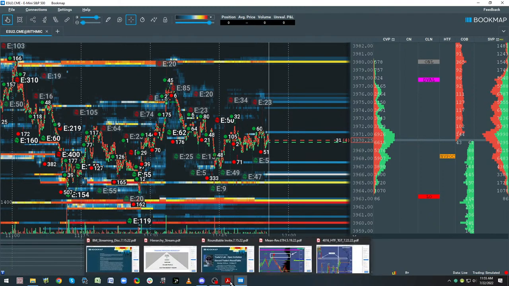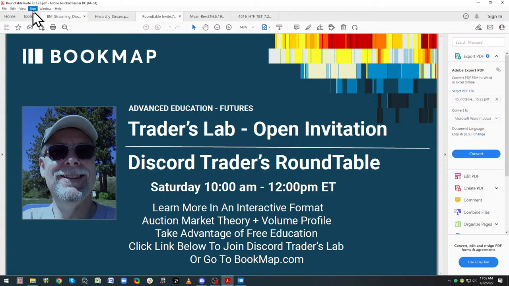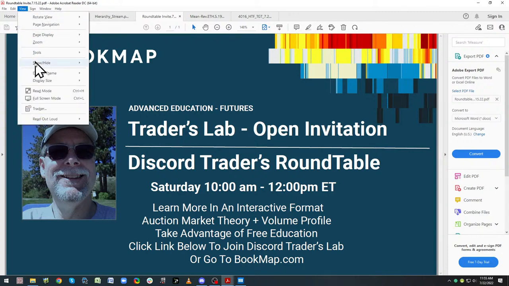Again, these are not trade recommendations. I'm just sharing the auction and how you might integrate it into your plan.